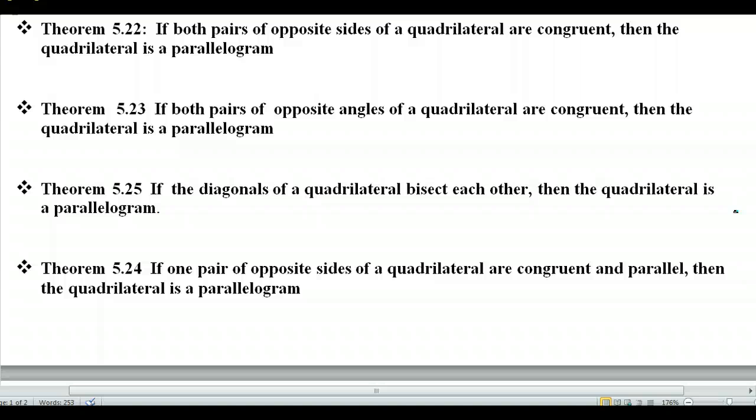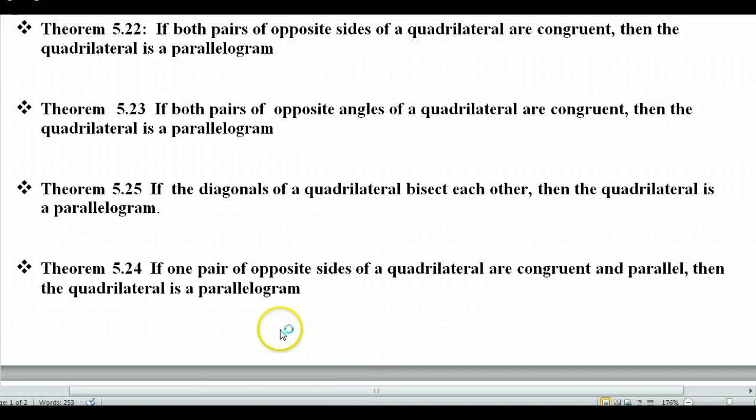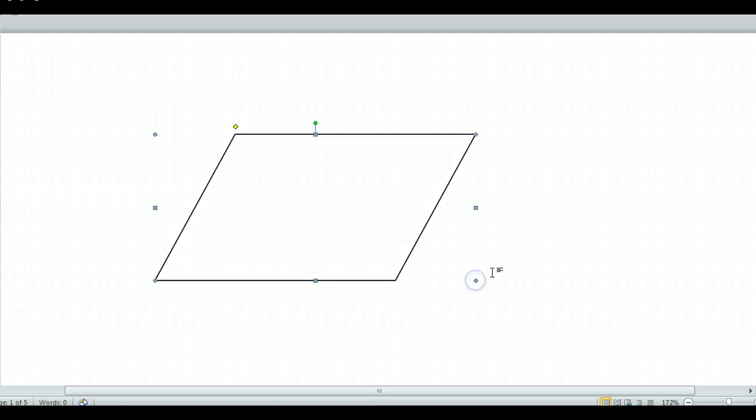Try to understand this. If one pair of sides is both parallel and congruent. We're talking about ways to prove that something is a parallelogram. So, look, here's my diagram. If I knew opposite angles were congruent, boom, I'd know it was a parallelogram. Opposite sides, it's a parallelogram. If the diagonals cut each other in half, I know it's a parallelogram. But here's this final one that I'm trying to teach you.